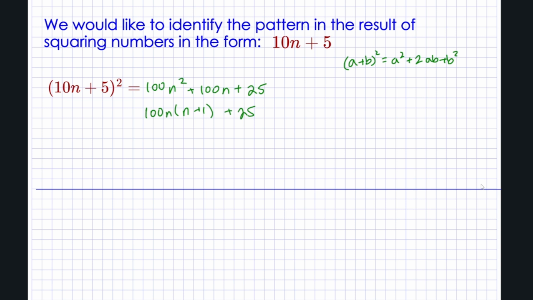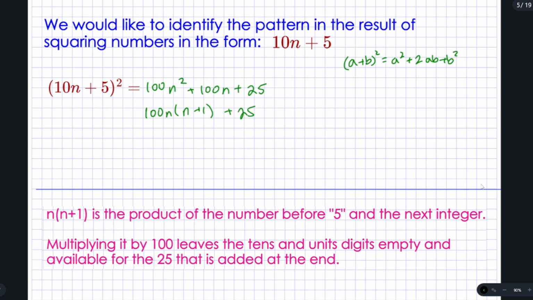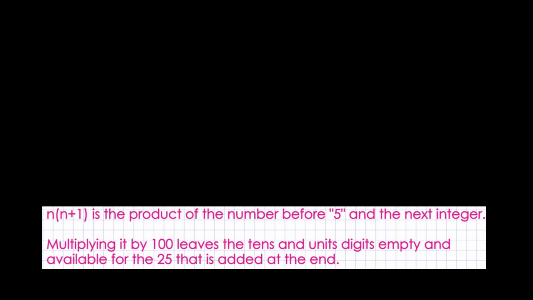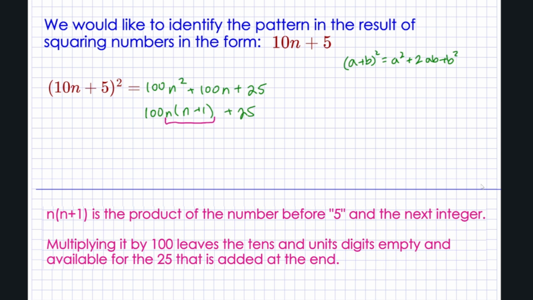Now let's see what this result means. So the n times n plus 1 should look familiar. That is the number that's before the 5 getting multiplied by the next higher integer. And then multiplying by 100 makes the numbers shift to the left 2 units, and then it leaves those last 2 digits for the tens place and the units place empty, so that when we add this 25 here at the end, it fills in those spots.